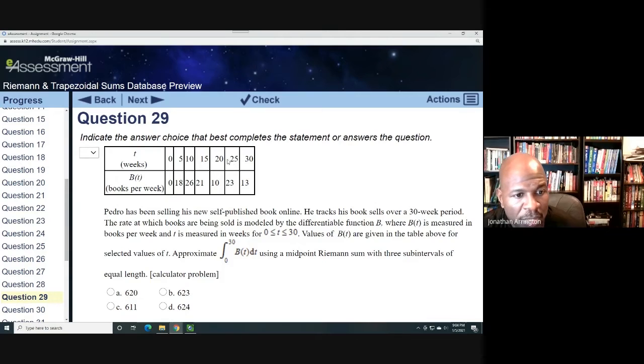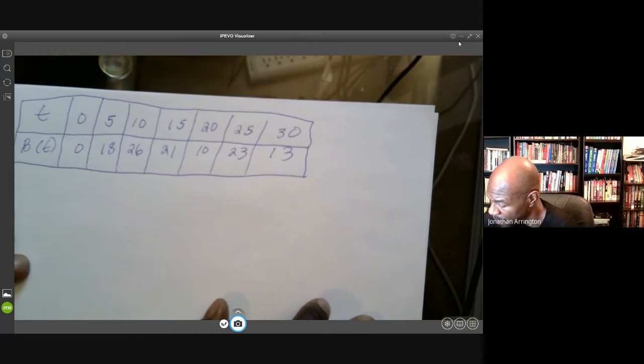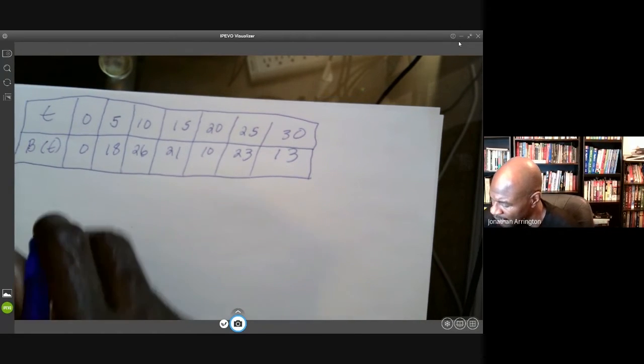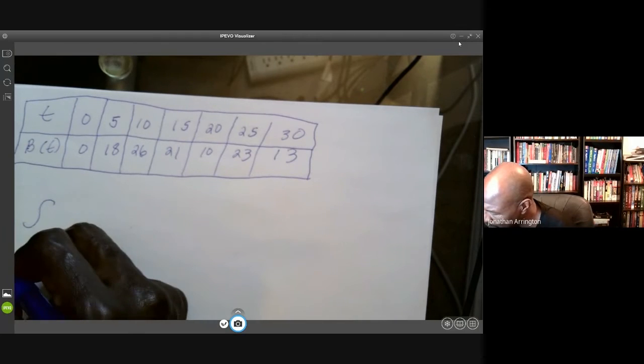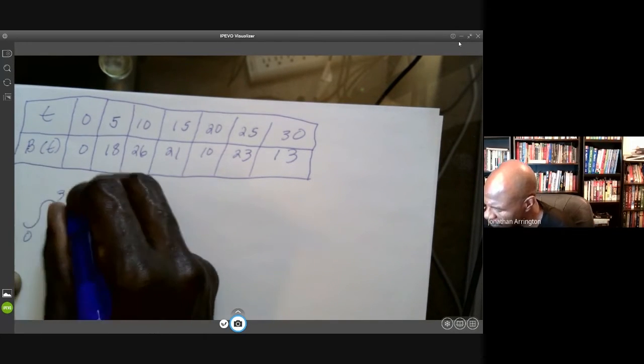So on a midpoint Riemann sum, we have to find a number in the middle. So when using a table, you're going to have to at least use 3 numbers to have a number that's in the middle. All right, so let's go ahead and work this one out. Again, each subinterval has length 10. And so what am I doing? I'm doing a definite integral approximation.